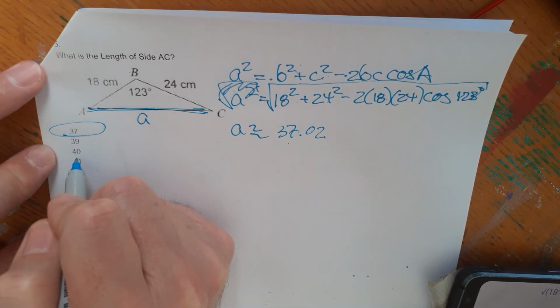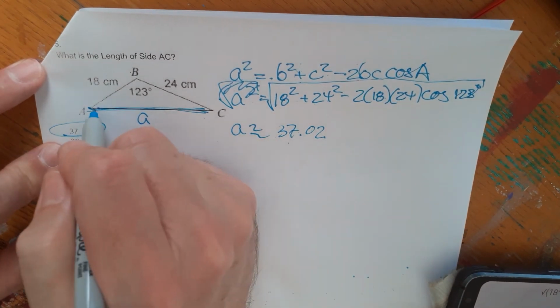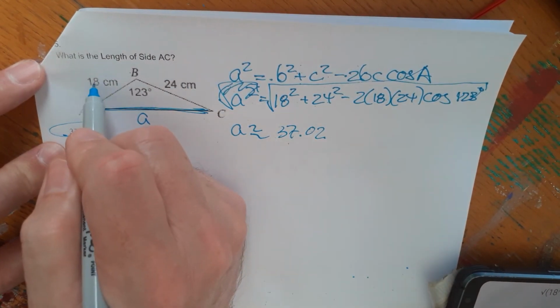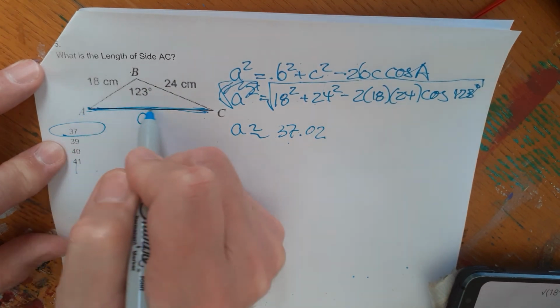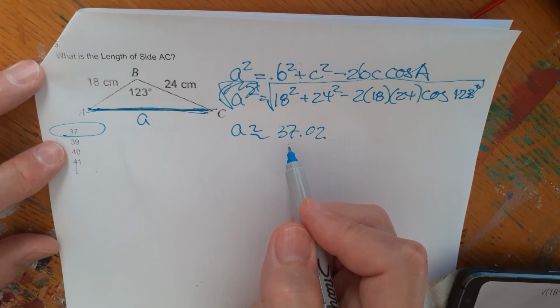They always say pick the best answer. And what is that saying? It's saying that this length here is 37 long. Notice if this is 18 and that's 24, and this is such a large angle, such a wide angle, this being 37 pretty much makes sense to us.